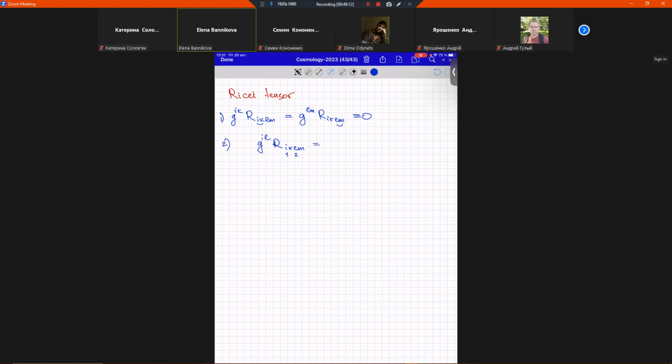So what can I see? I know from the properties of the Riemann tensor that it is anti-symmetric relative to permutation inside of the pair of indexes. So if I change these indexes and these indexes, I will obtain the following: R KIML. Okay, I change here and I change here, and it will be the same.